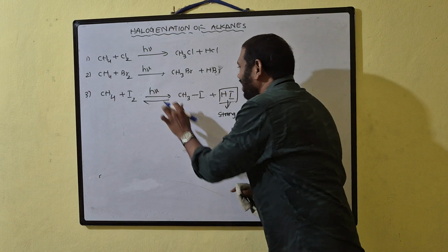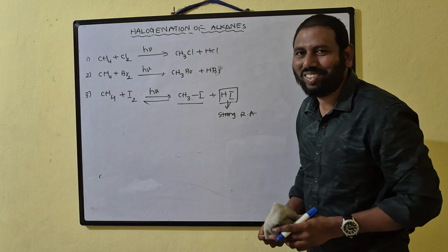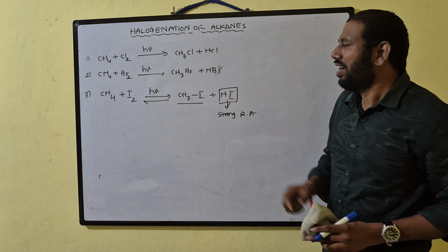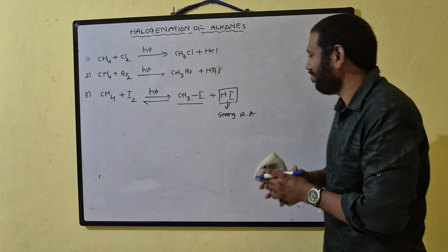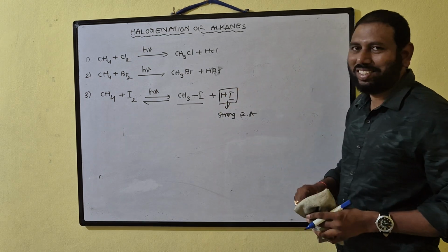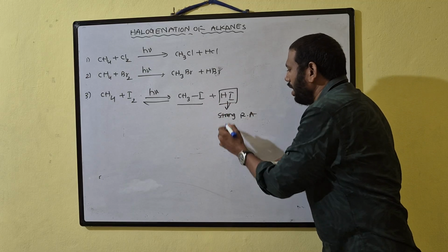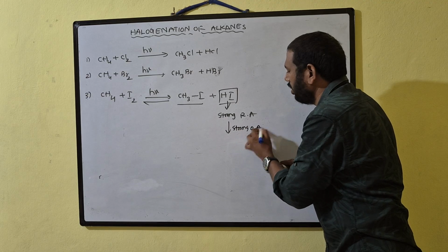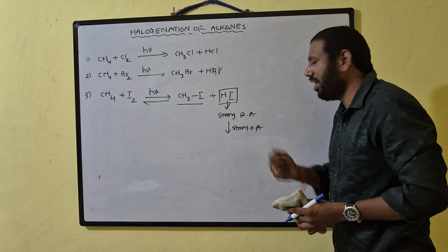Hence, we get less yield of CH3I. We cannot get a good yield. To get a good yield, we have to remove this hydrogen iodide. We can remove it by adding strong oxidizing agents, because it is a reducing agent. So which one can fight with a strong reducing agent? A strong oxidizing agent.